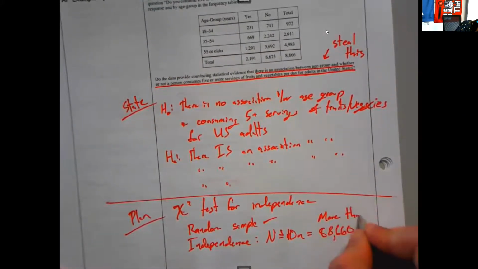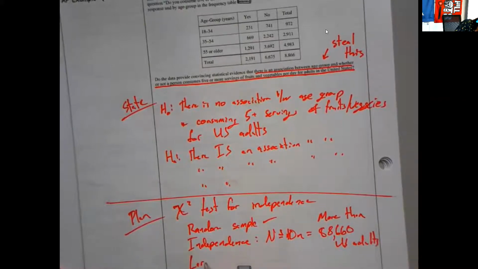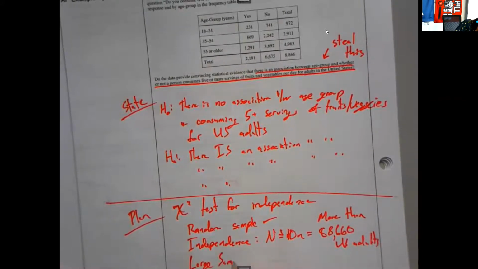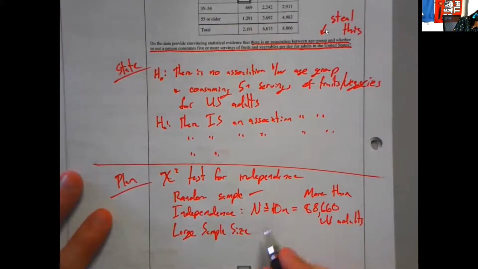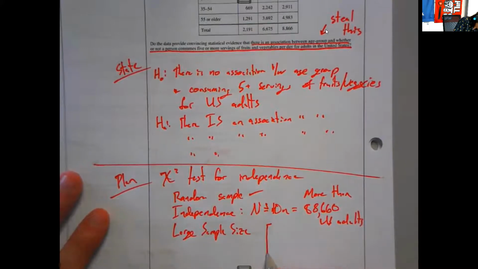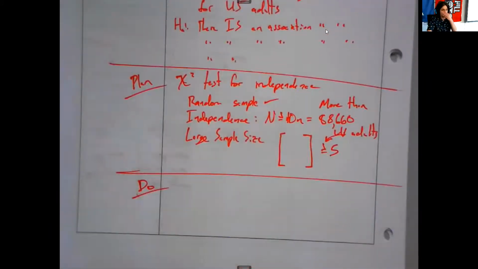More than 88660 U.S. adults. And large sample size. I have to wait on that one. I'm going to let my calculator actually do the large sample size one for me. I'm going to make a little box here, and I'm going to put greater than or equal to 5 and a check, but I'm going to come back to that in a moment, because my calculator is actually going to do it for me in my do step.